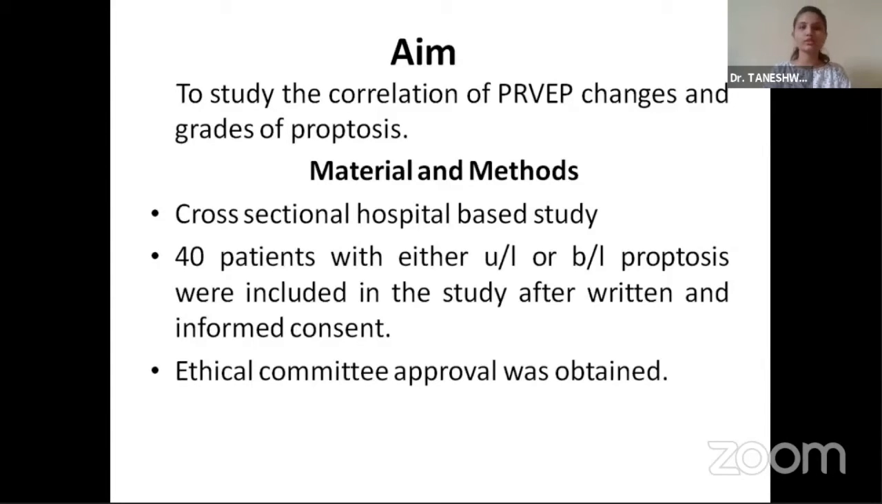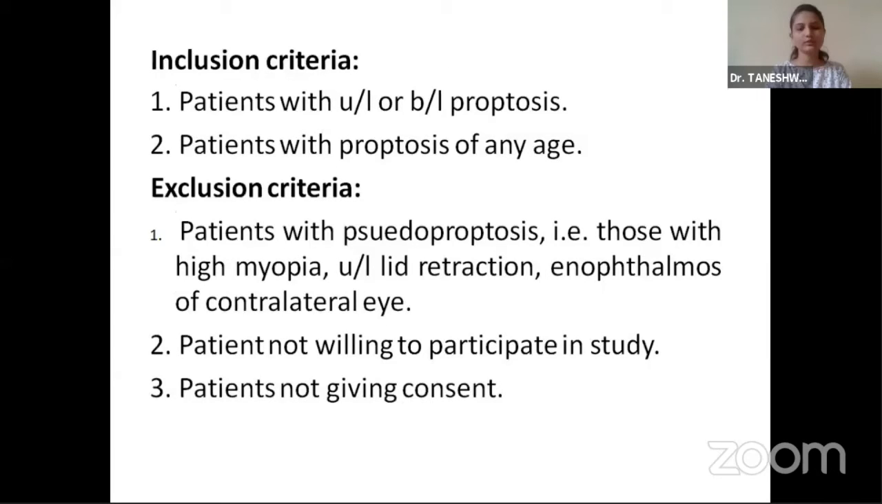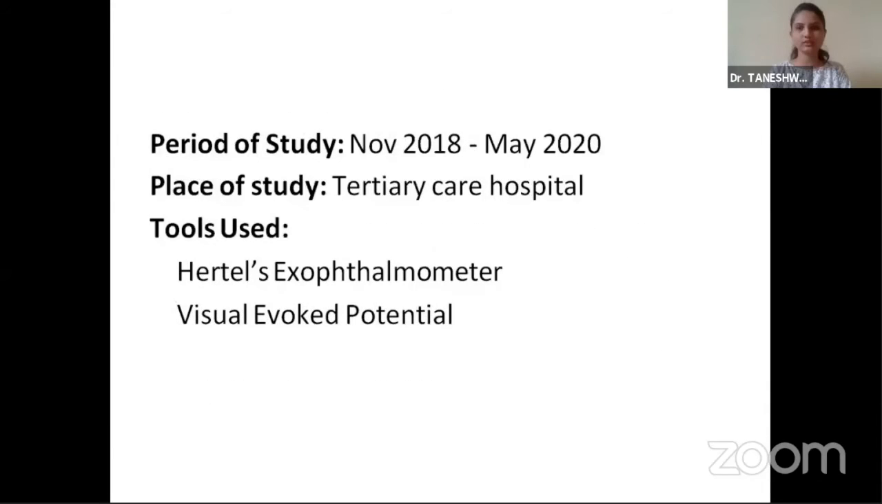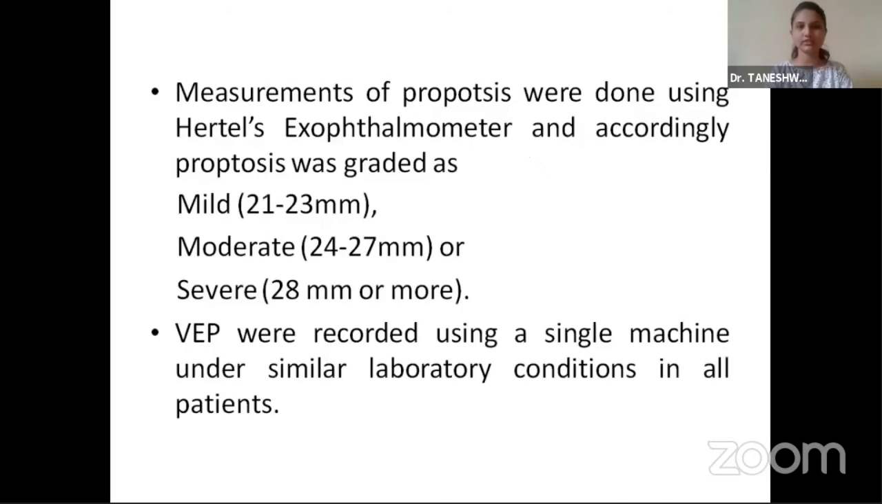The study was a cross-sectional hospital-based study where we included 40 patients with either unilateral or bilateral proptosis after written informed consent from the patient. Institutional ethical committee approval was taken. Inclusion criteria: patients with either unilateral or bilateral proptosis, and patients of any age were included in the present study. Exclusion criteria: patients with pseudoproptosis, that is those having high myopia or unilateral lid retraction or exophthalmos. The study was conducted between November 2018 and May 2020 in a tertiary care hospital.